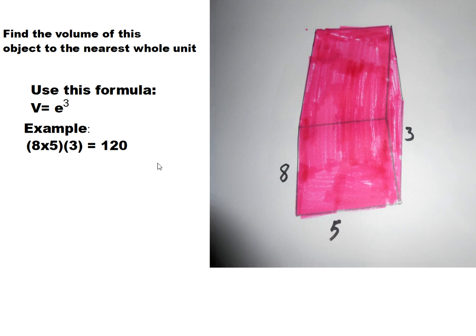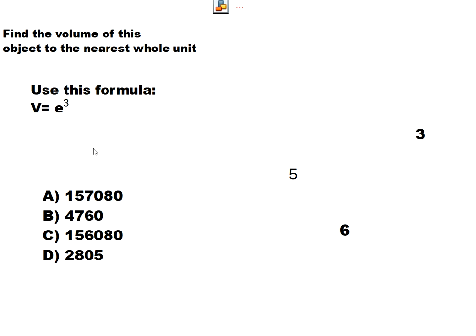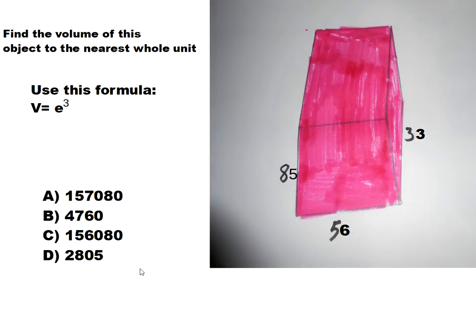Example: you just have to multiply all of these numbers, like 8 times 5 times 3, and the answer is 120. That's easy. So there's the example. Let's see how fast you can get it if you have a calculator. Use this formula again. So we'll do 85 times 56 times 33. And the answer is letter A, 157,080.